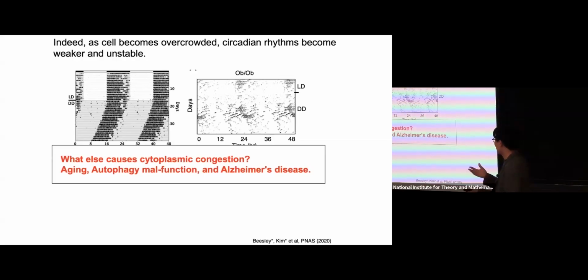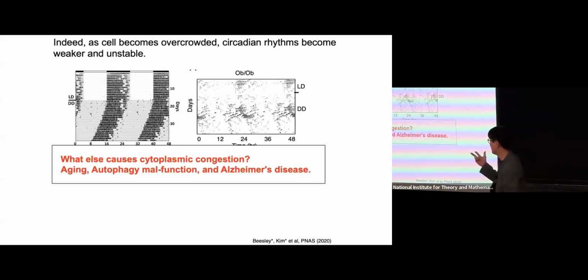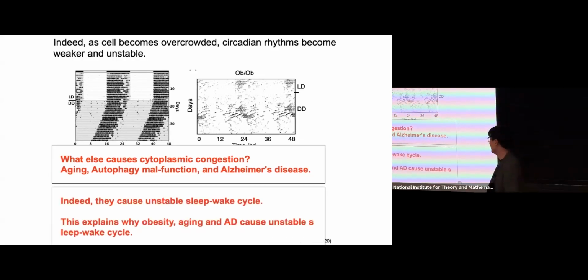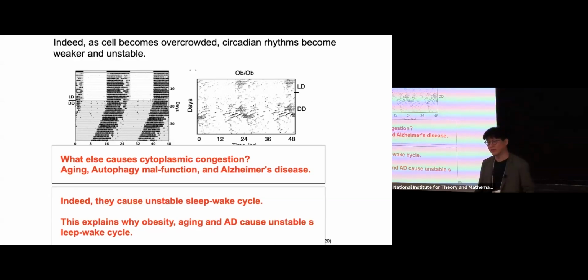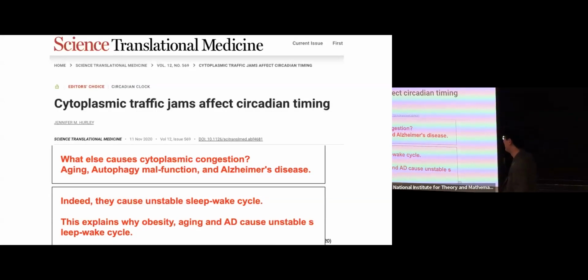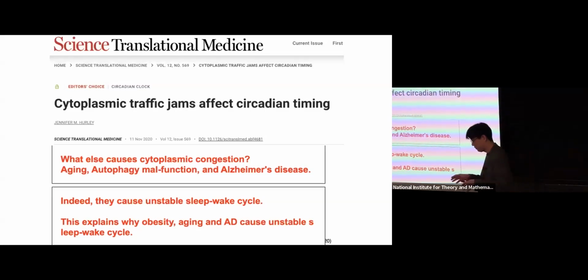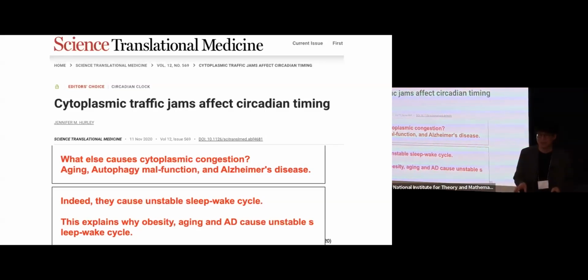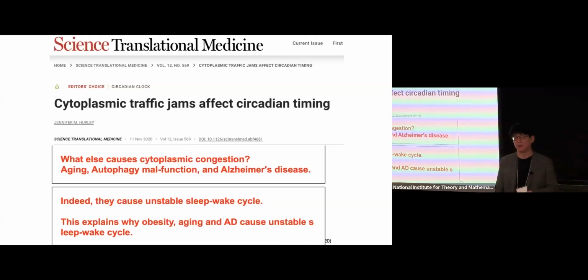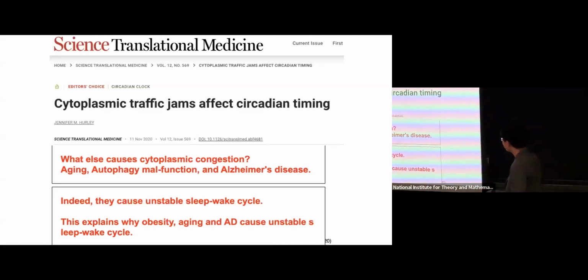But what else can cause the cytoplasmic congestion? We found that aging, unfortunately, and autophagic malfunction or Alzheimer's disease are all known to increase the cytoplasmic congestion. Indeed, when we tested these three in mice, their sleep-wake cycles all became unstable. Actually, the same is true for humans as well. So we suggest that this cytoplasmic congestion or traffic jam is very bad for our regular sleep cycle.